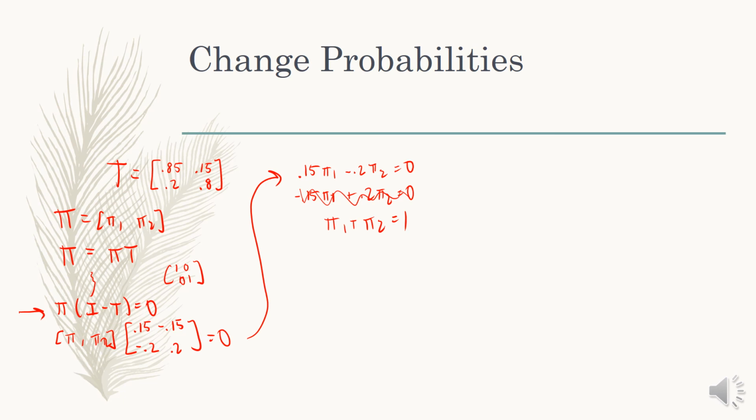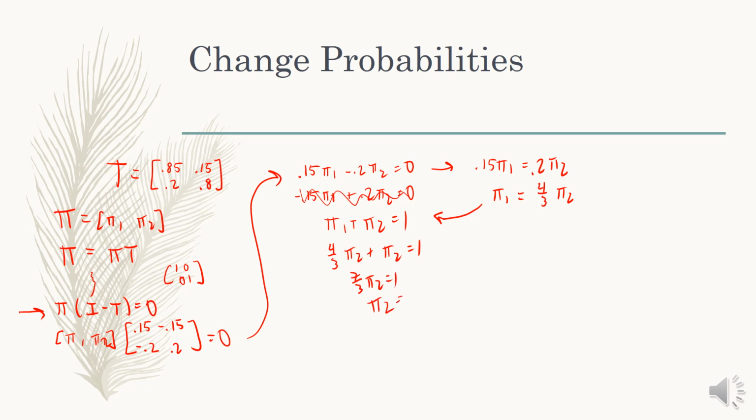So do the same process as before. I'll solve this first one for pi 1. So 0.15 pi 1 equals 0.2 pi 2. Divide both sides by that 0.15, and I got 4/3 pi 2. I'll take this and plug it in here. So 4/3 pi 2 plus pi 2 equals 1, which gives me 7/3 pi 2 is 1.